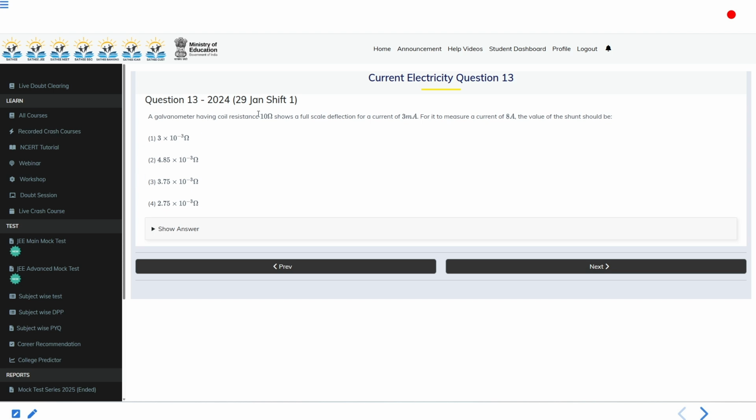Okay, so this is another question of galvanometer. A galvanometer having coil resistance 10 ohm shows a full scale deflection for a current of 3 milliampere. For it to measure a current of 8 ampere, the value of shunt should be. Okay, so again I am making a diagram.